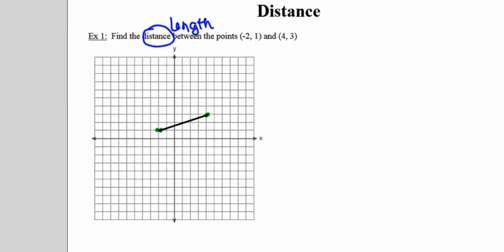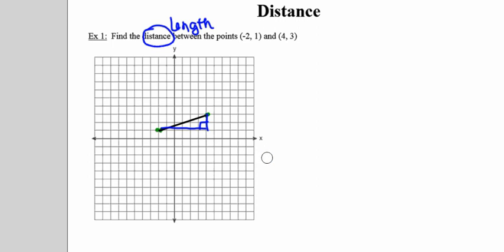Now, because the line segment that joins those 2 green points is slanted, I can't simply count the number of boxes in between the 2 green points. What I can do is sketch in a triangle that happens to be a right triangle with a horizontal side and a vertical side. And now, if I want to find the length of the line segment that joins those 2 green points, notice that that line segment is actually the hypotenuse of my right triangle.